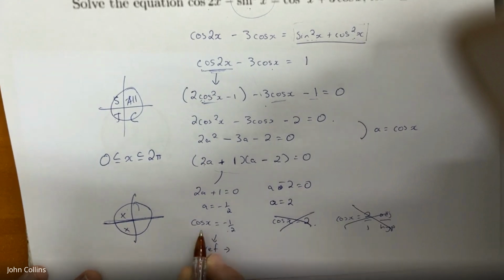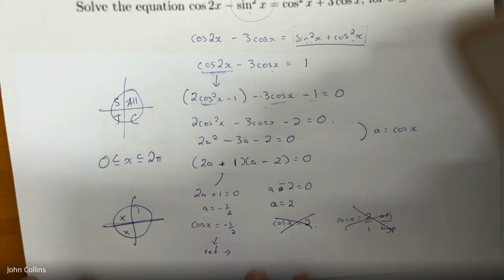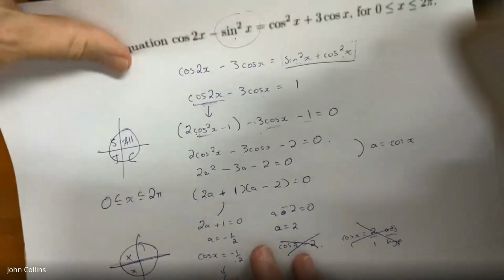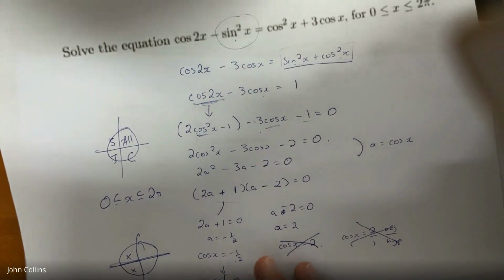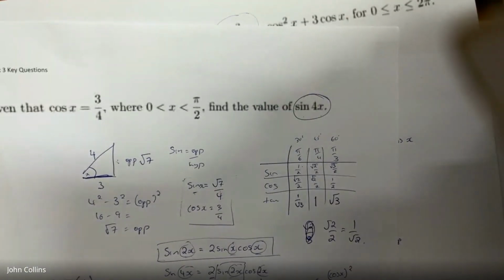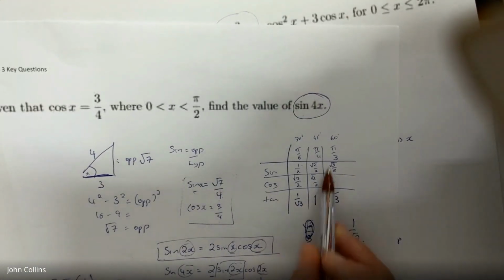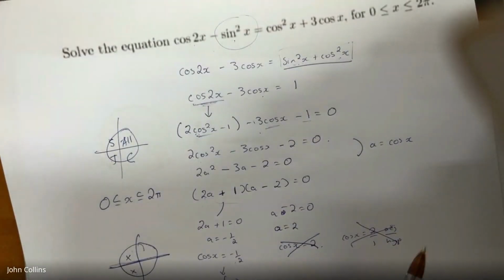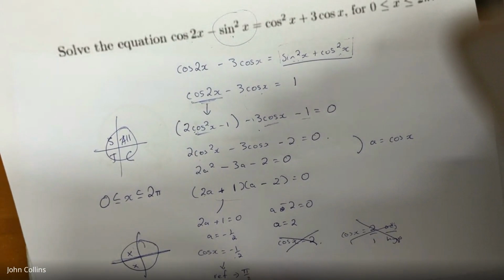What is my reference angle? Where is cosine a half? And that's where I go back to that table I drew for the first question. So cosine a half, I look for it. It's pi over 3. Will you stick with pi over 3 if the question's in pi over 3? Okay, so my reference angle is pi over 3.